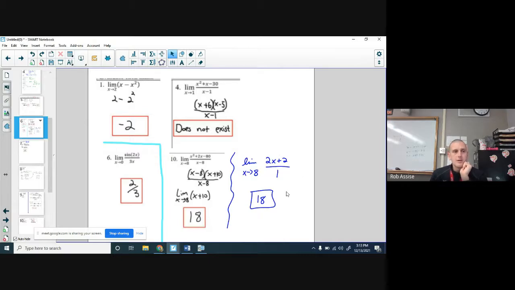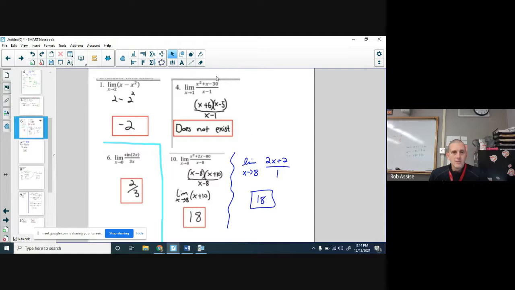With 10, though, we could also use L'Hopital's. And L'Hopital's, remember, if you get an indeterminate form, which means you either get 0 over 0 or infinity over infinity, you can take the derivative of both numerator and denominator and keep doing that until you can utilize direct substitution. So in this case, we only had to do that once. So if I take the derivative of the numerator here, I'd have 2x plus 2. The denominator just becomes 1. And if you plug in 8, you'll get 18.